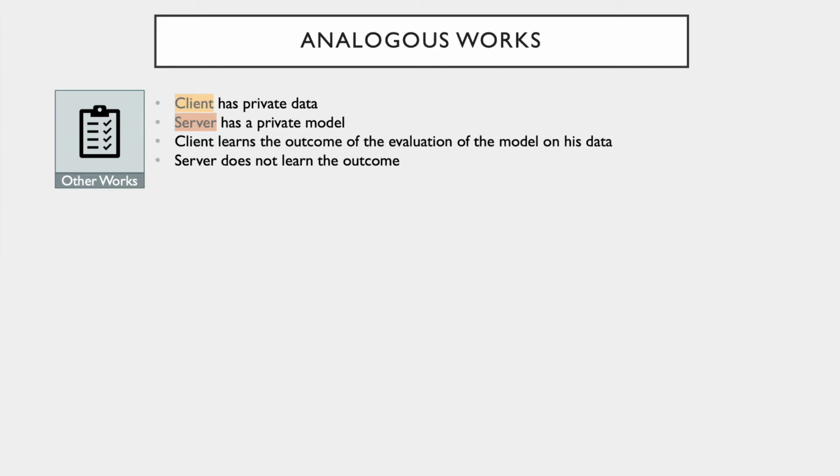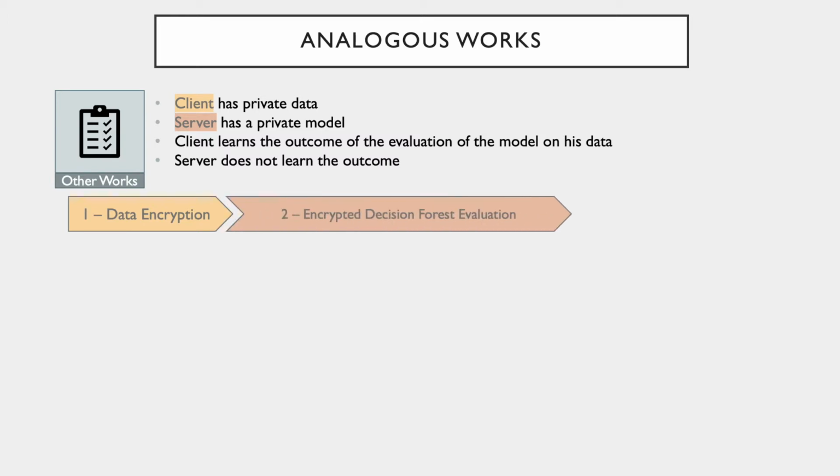All the previous works offer a three-step solution. The first step is the client that encrypts its data and sends it to the server. The second step is the server that evaluates blindly the model on the encrypted data, retrieving an encrypted label and then sending the label to the client. The last step is the client that decrypts the label and retrieves his data label.